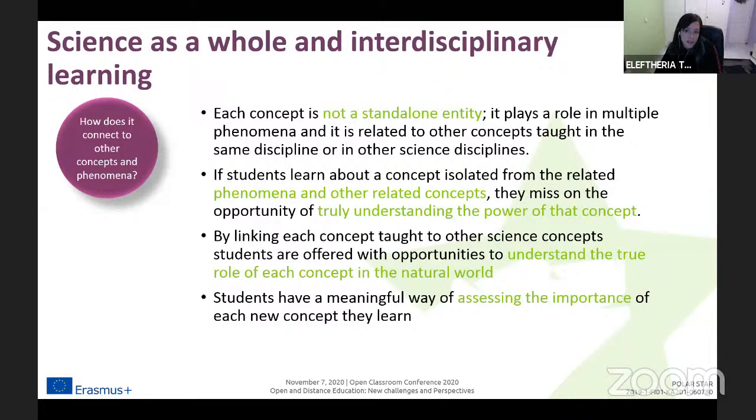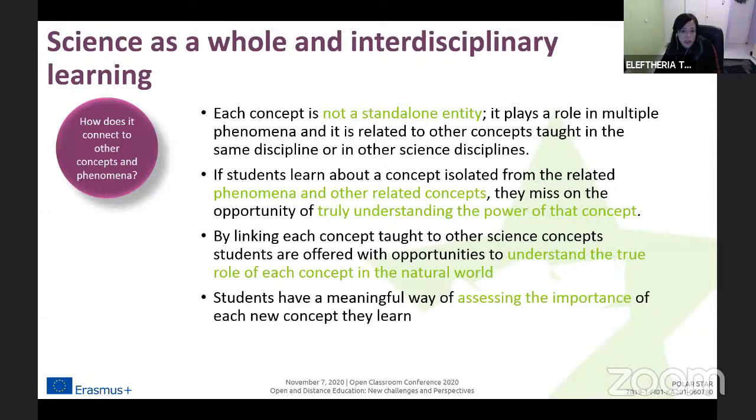Concepts are not standalone entities. They're just not hovering over there in space-time on their own. They are tools that play a role in multiple phenomena, and they are connected. Concepts are a network. They're all connected to each other. So there are connections between the concepts, and these connections should be highlighted.